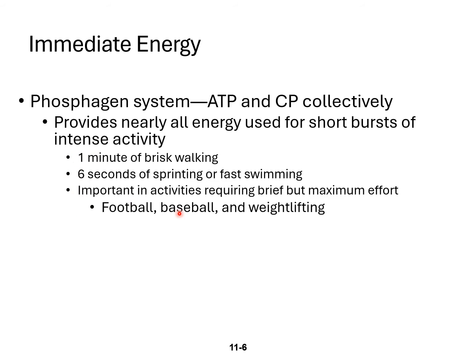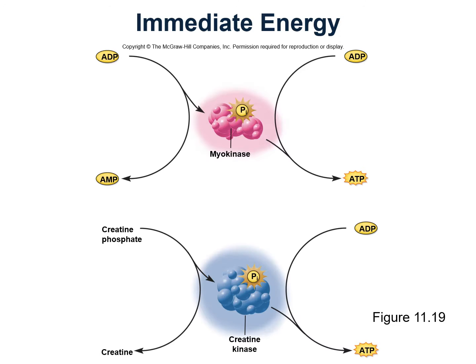highlighted. And important activities requiring brief or maximum effort: football, baseball, weightlifting, because you need to do it very, very quick. You see how track really isn't on here. And this is going to be the ATP, AMP, the myokinase borrows one from here, makes ATP into ADP into ATP, and the creatine kinase takes creatine phosphate, makes it into creatine, and then that's taking that extra phosphate from the creatine phosphate and adding it to ADP, making ATP. So that's what's happening there.